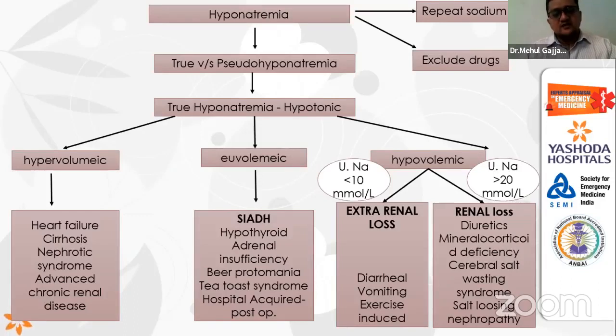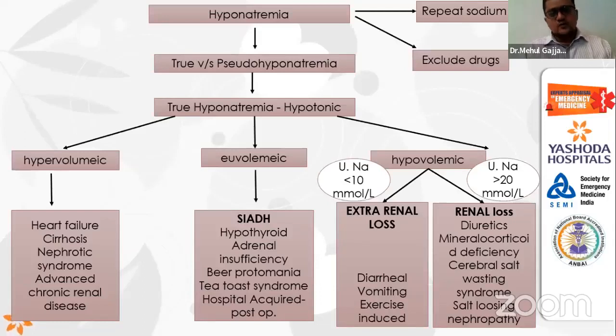So because of that, the urinary sodium level will be more than 20 millimole per liter. The causes are diuretics, mineralocorticoid deficiency, cerebral salt wasting syndrome, and salt losing nephropathy. The extrarenal causes are diarrhea, vomiting, or exercise induced. Here, the concentrating mechanism of the kidney is intact, so urinary sodium would be less than 10 millimole per liter.